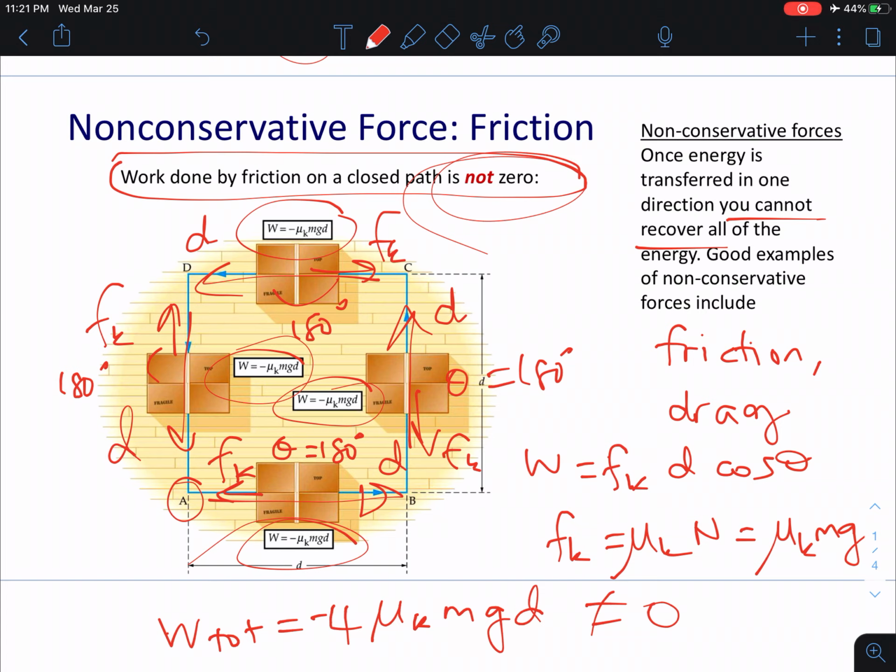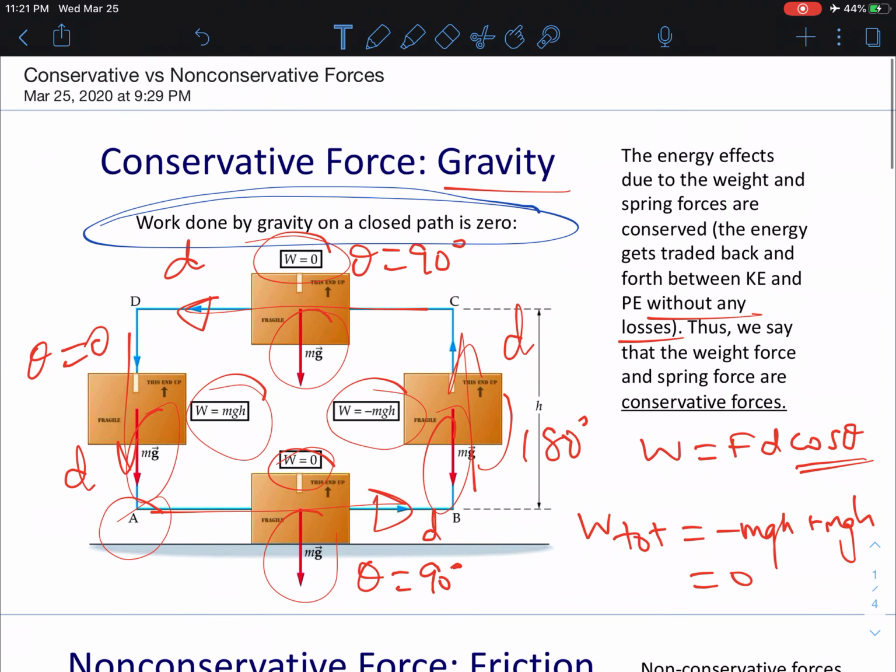I hope conservative and non-conservative forces are clear, and hopefully that also gives you an idea why we can associate some of the forces with the change in potential energy, but not all of them. Only the conservative forces can be associated with the change in potential energy, okay? And the work done by them can be associated with those.